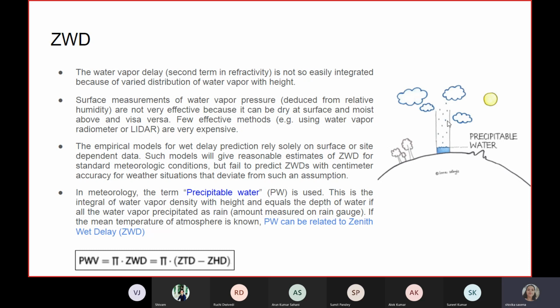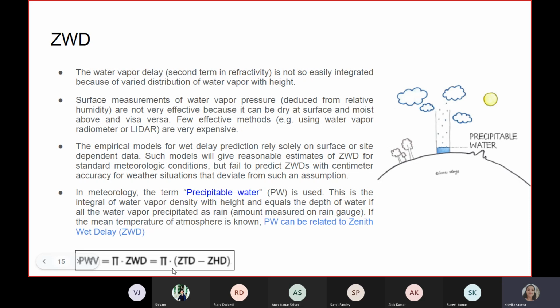So this precipitable water vapor can be related to zenith wet delay using a factor known as the pi factor, which is a function of the temperature of that atmosphere, the mean temperature of the atmosphere at that region. So we need temperature information to compute this precipitable water vapor from zenith wet delay. You can see here zenith wet delay is not directly being computed. It is calculated by using these two terms, ZTD and ZHD.